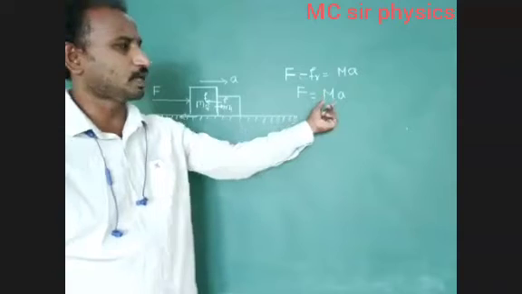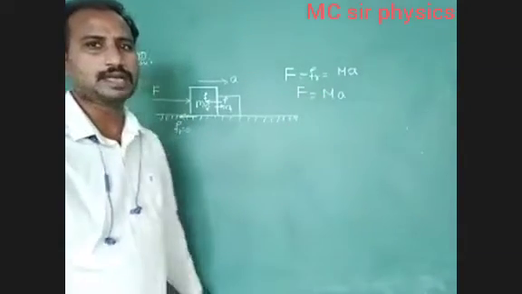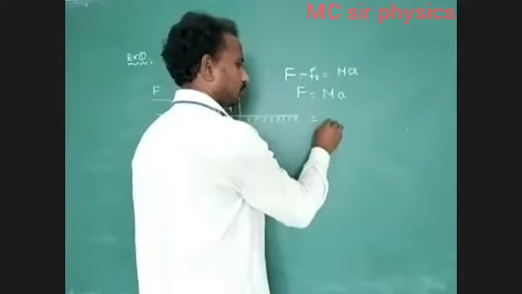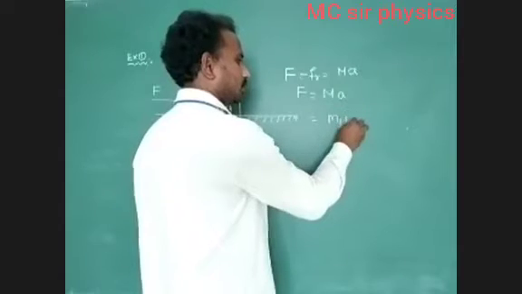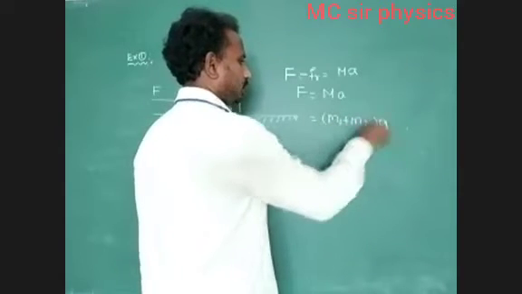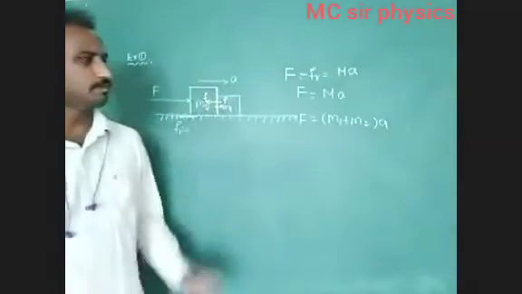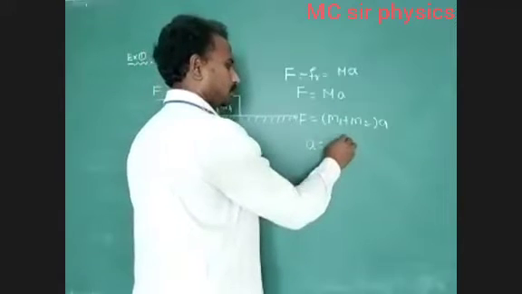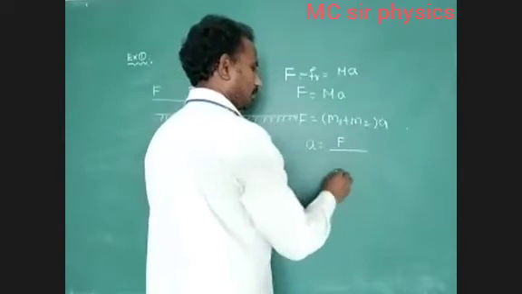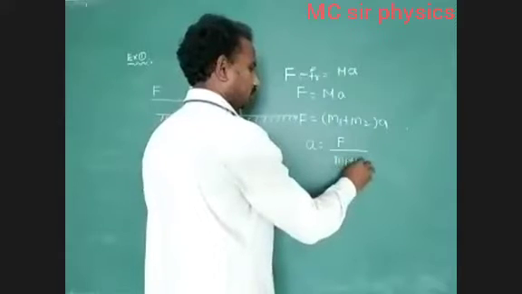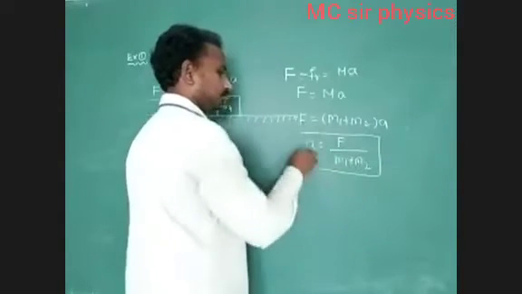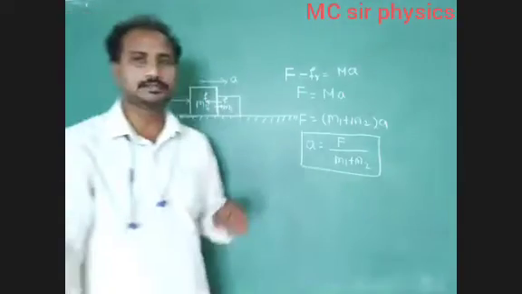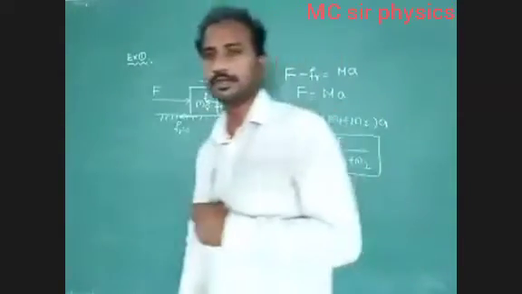What is the total mass of the system? Total mass of the system we have to represent as M1 plus M2. Capital F equal to M1 plus M2 into acceleration. Next we can find out the acceleration of the system, small a equal to capital F divided by M1 plus M2. Here a represents the total acceleration of the system.